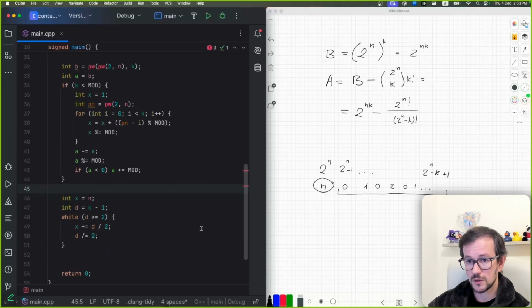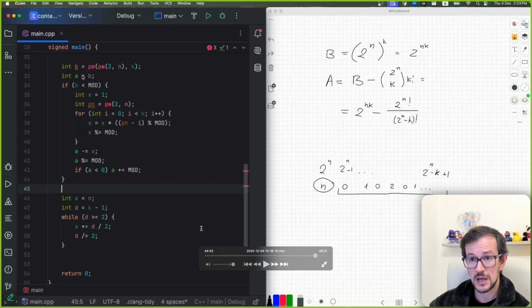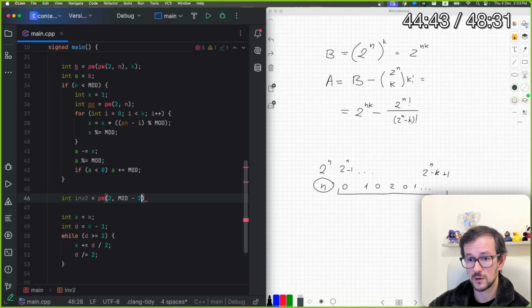And that's it. Okay, so we calculated this. So now we calculate A and B, you see? So this is A, this is B. Already done. Now we just need to calculate this maximal power of 2, which divides both of them.